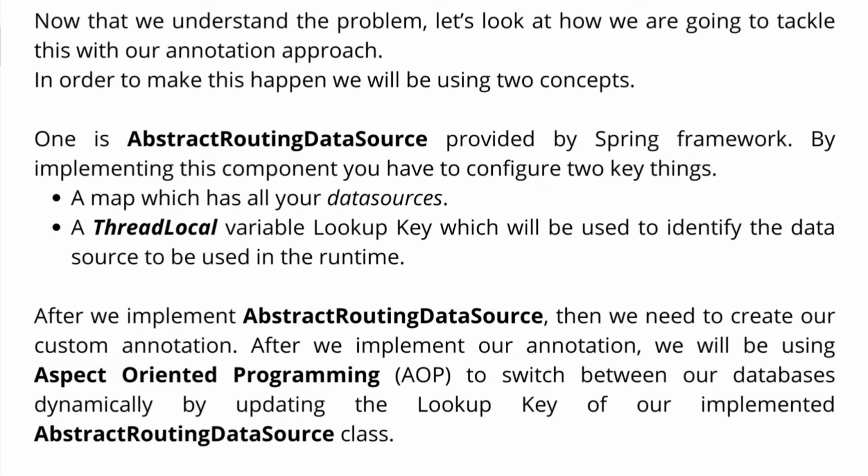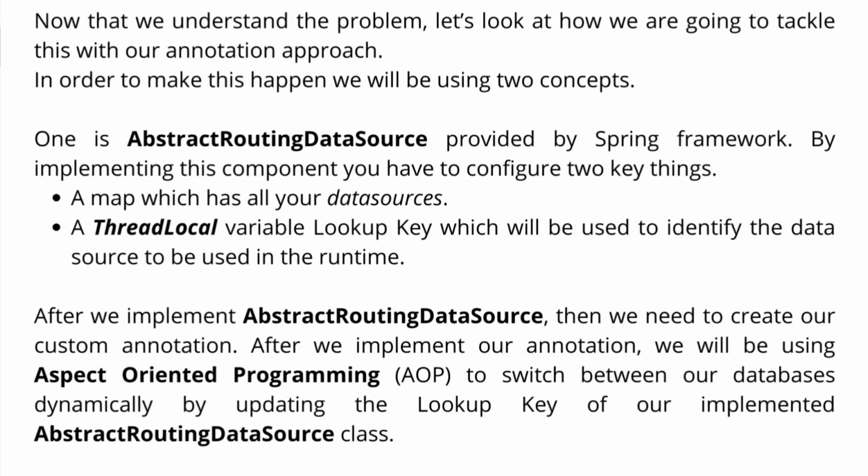approach this time. In order to make this happen, we will be using two concepts. One is the AbstractRoutingDataSource provided by the Spring framework, and by implementing this component you have to configure two key things. The first one is a map which has all your data sources. The second one is a thread local variable lookup key, which we will use to identify the data source to be used at runtime.